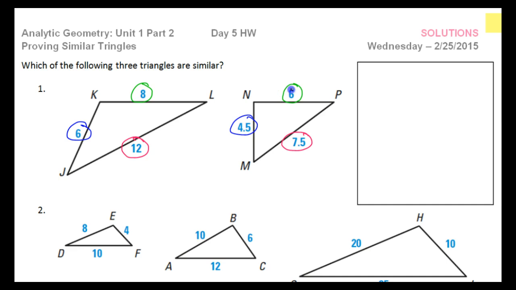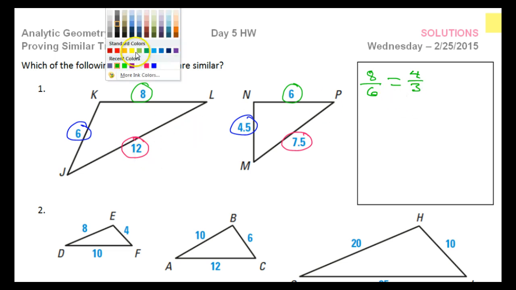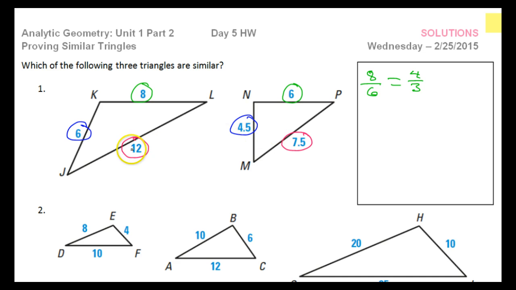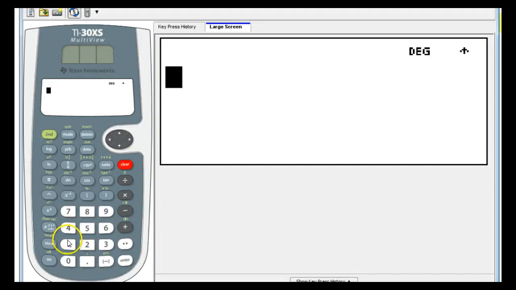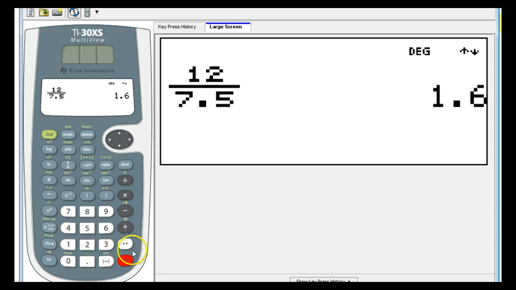So first of all, the green pair. That would be 8 over 6, which of course reduces down to 4 over 3. Now let's do the pink pair. That would be 12 over 7.5. Okay, 8 over 6, 12 over 7.5. Let's check that in the calculator. So 12 over 7.5, decimal toggle. Well, that's 8 over 5.